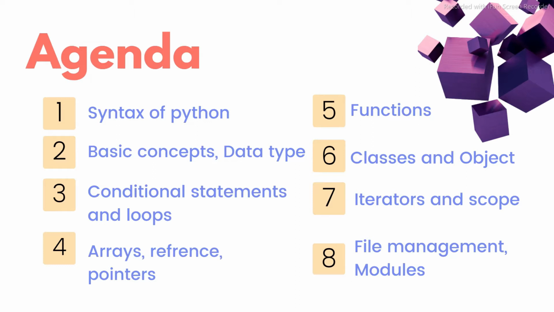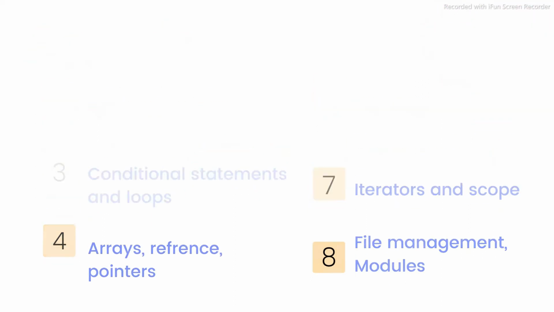Using that, we can store data of the same data type. If it is int, you can store multiple int values like 10, 20, 30, 40 in only one variable. I will discuss this later. Next we have the functions. In the functions, we discuss a lot of things, and we have the classes and the objects, the iterators and the scope, file management, and the modules. Modules are important chapters in this course, and this is all about the agenda.